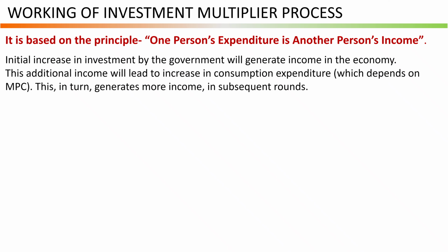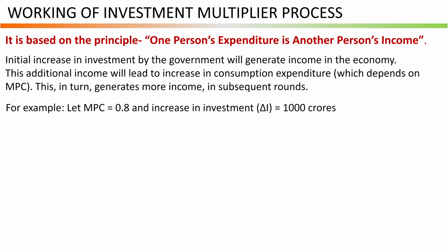By how much consumption expenditure will increase will depend on the value of marginal propensity to consume. This in turn generates more income in subsequent rounds. Let's understand the process with the help of an example. Let's assume that marginal propensity to consume is 0.8. That is, 80% of additional income is spent on consumption and the rest, 20%, is saved.